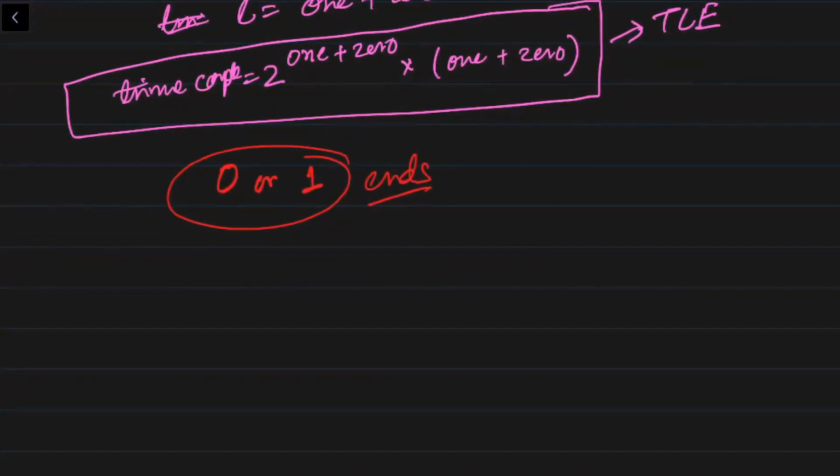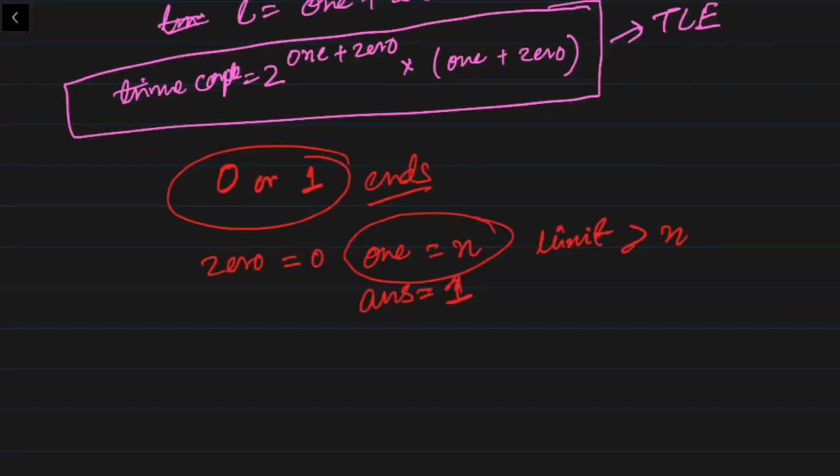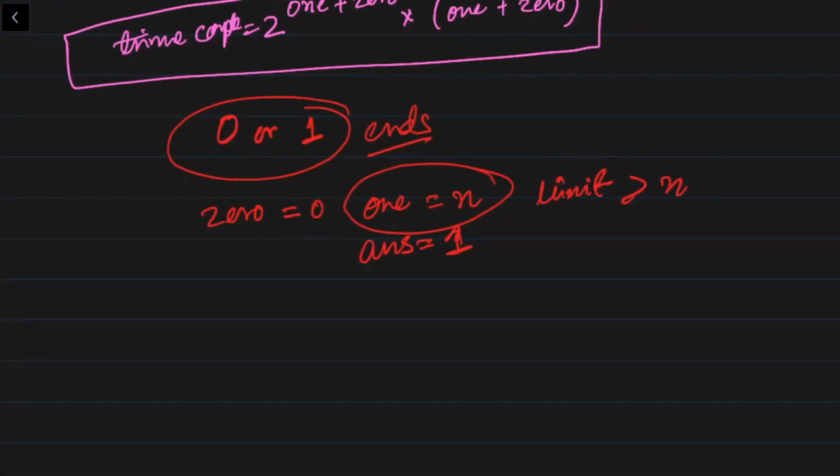Let's say we have 0 equal to 0, and let's say 1 equal to some number n, and let's say limit is greater than n, right? So for this case, our answer is always going to be 1 because we have to fill with only 1s, right? So you can do multiple permutations here.